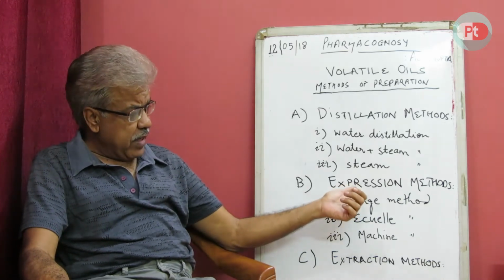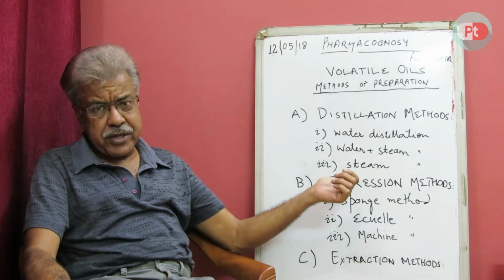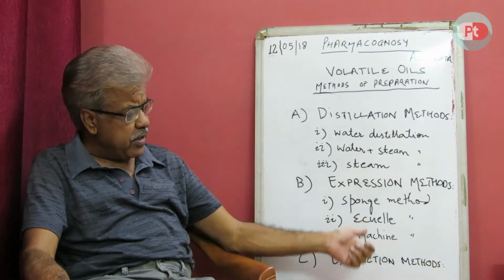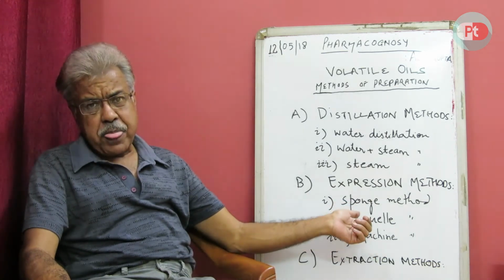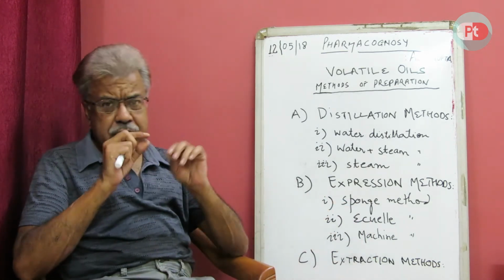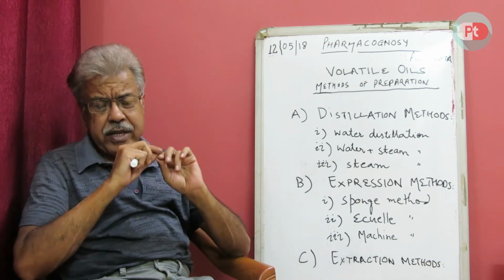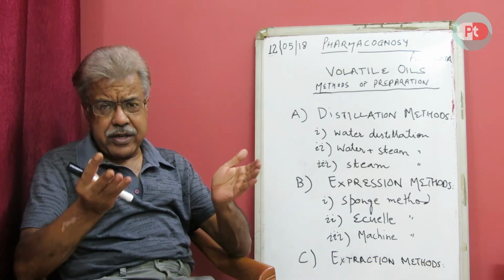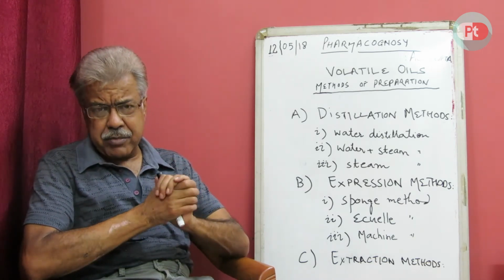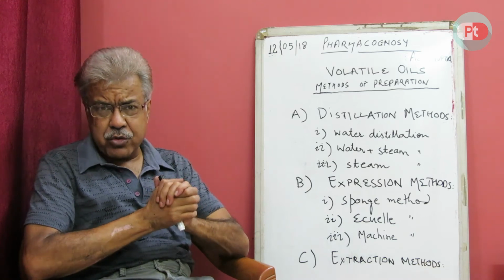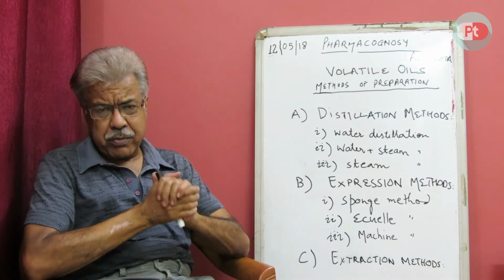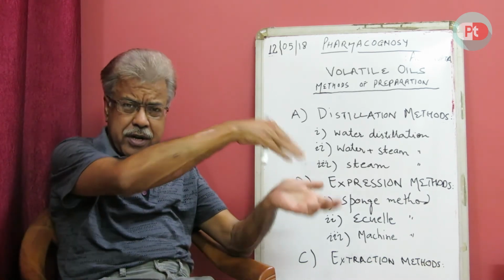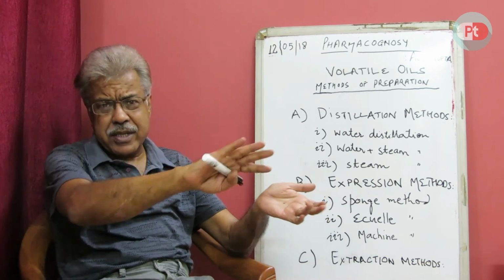Now, the expression method is basically a non-heat method. In this, there are three methods: the sponge method, aqueous method, and machine method. In the sponge method, the rind of the fruit from which the oil is to be collected is separated, and the rind is then placed in water and squeezed between the palms. After squeezing, you can obtain the oil liquid portion in a container below. This container can again be transferred to another bigger container, and from there the volatile oil can be separated.